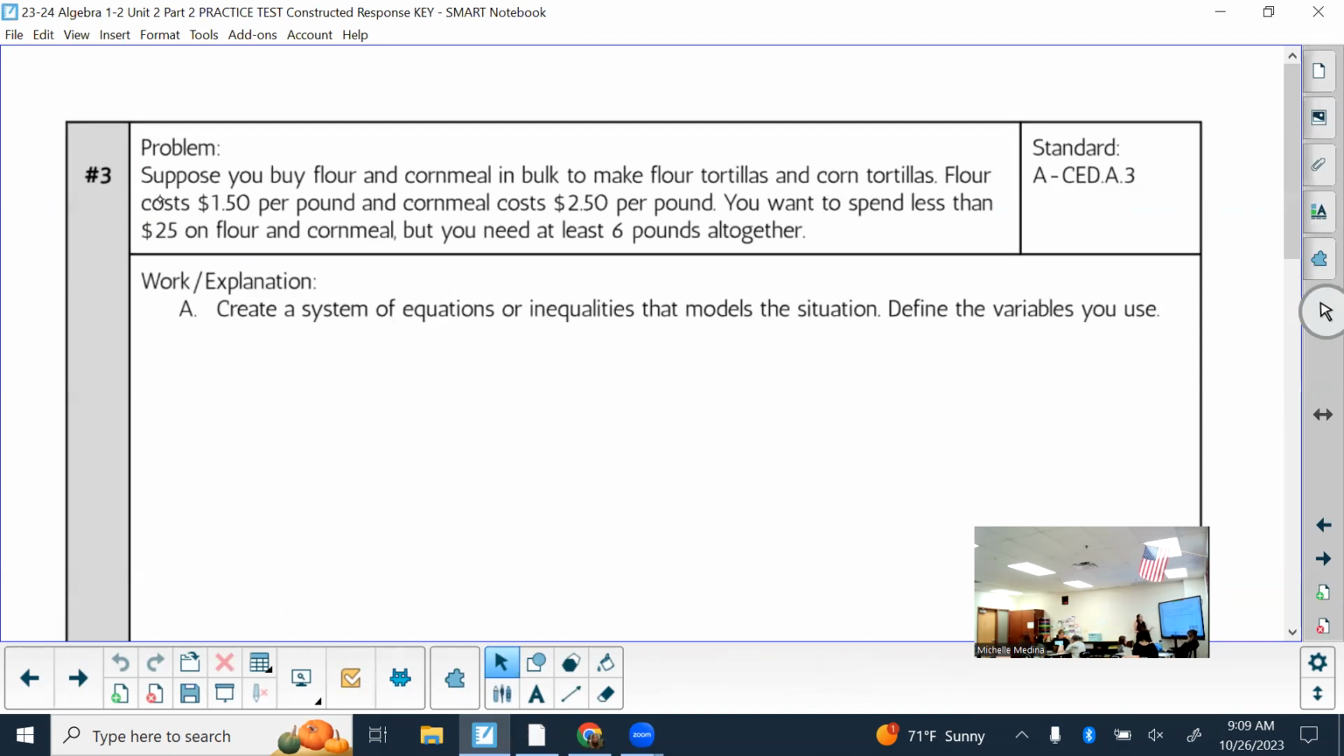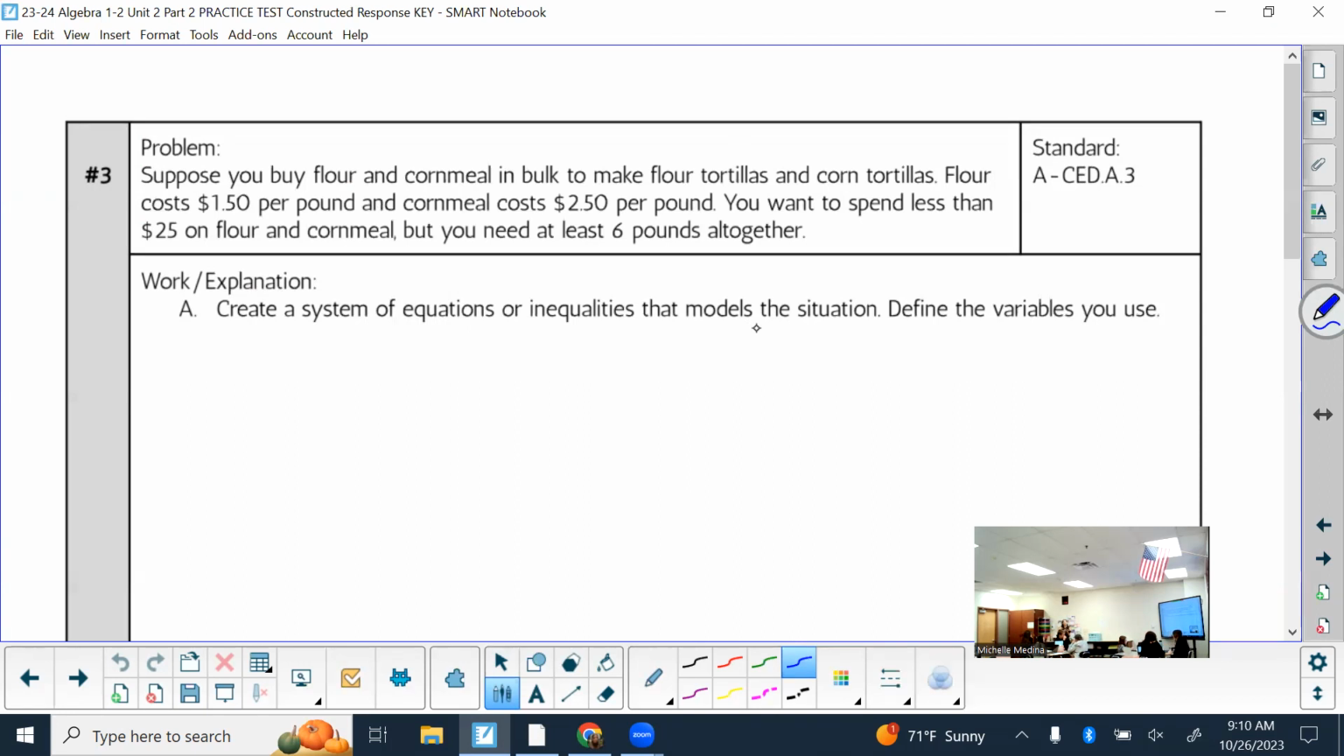So suppose you buy flour and cornmeal in bulk to make flour tortillas and corn tortillas. Flour costs $1.50 per pound, cornmeal costs $2.50 per pound. You want to spend less than $25 on flour and cornmeal, but you need at least 6 pounds altogether. And part A says, create a system of equations or inequalities that models the situation. So that's up to you to determine which you need.